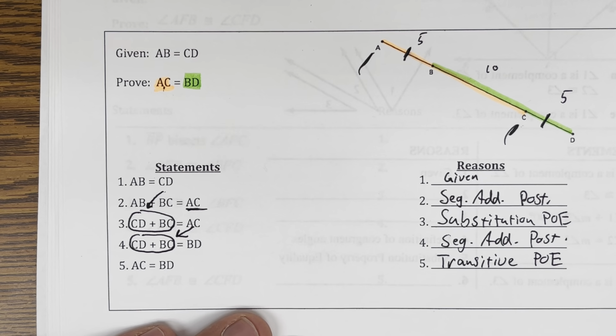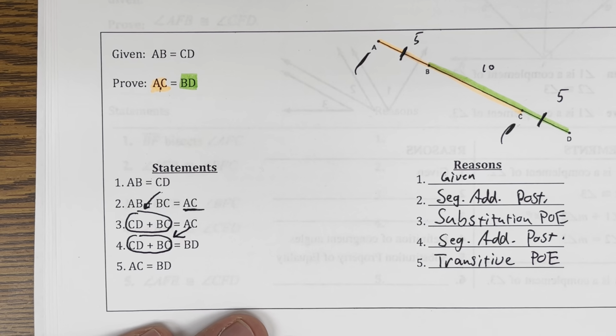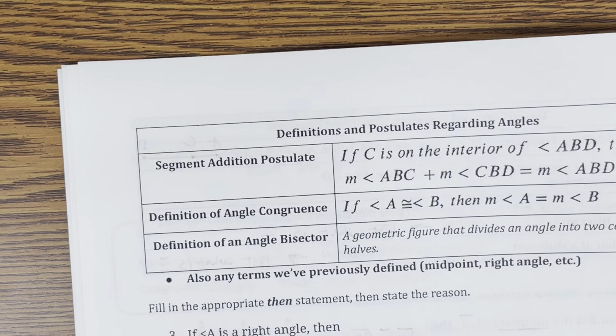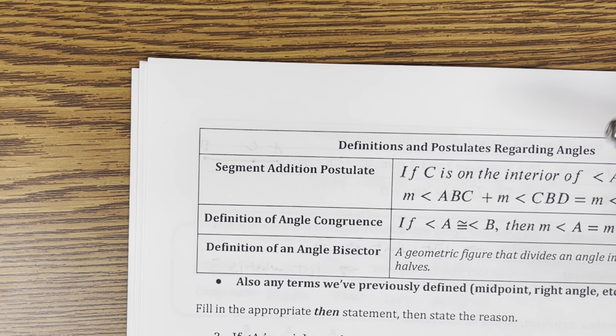All right, so that's our first proof. A lot of these are going to be fill in the blank for you right now. Hopefully a little bit later on in the year, we'll be able to write these from scratch. But for this chapter, a lot of these are fill in the blank. All right, a couple other pieces here.